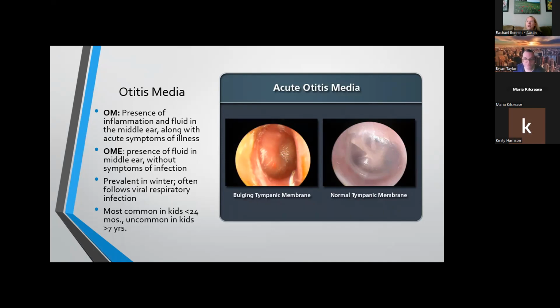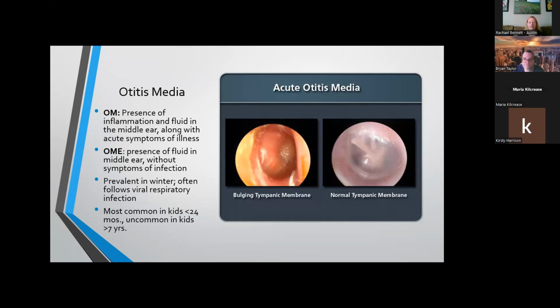That OME, now we've got presence, that's in our middle ear. We've got presence of fluid. That fluid in the middle ear, sometimes we can see just from what we're seeing on the outside. Typically, we're going to need an otoscope to see that. Okay. So this is something that the doctor would be able to see. May or may not have symptoms of infection.